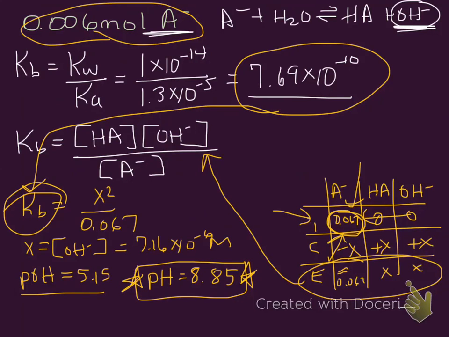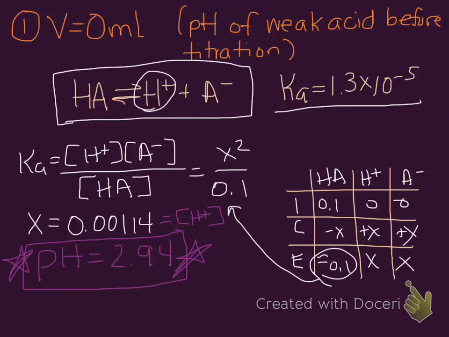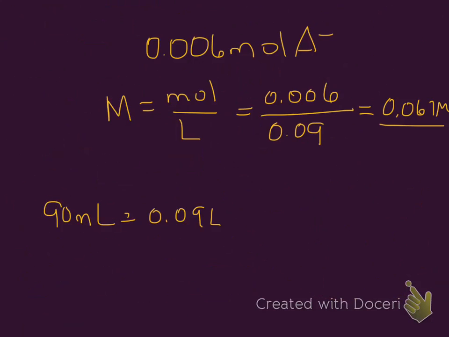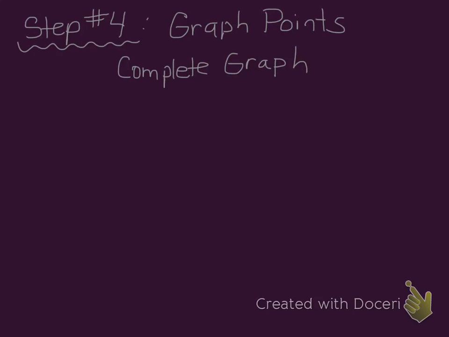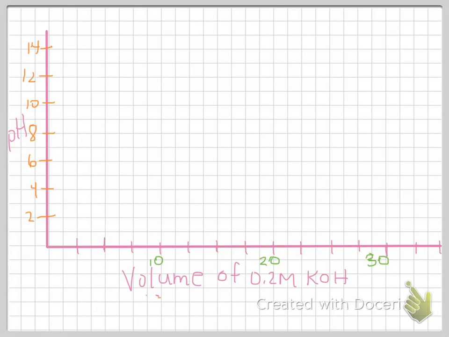Now what we need to do is go through and collect all of our pH values. So we have to go all the way back to right here. So we've got 2.94, and we're going to take this and plug this in, and our last step is going to be to graph the points and then complete the graph.